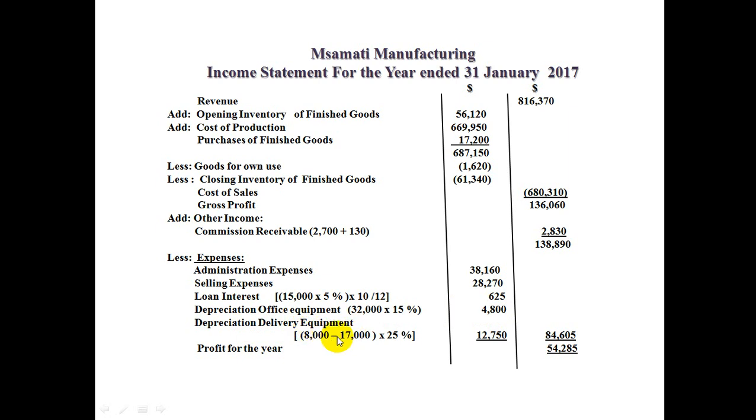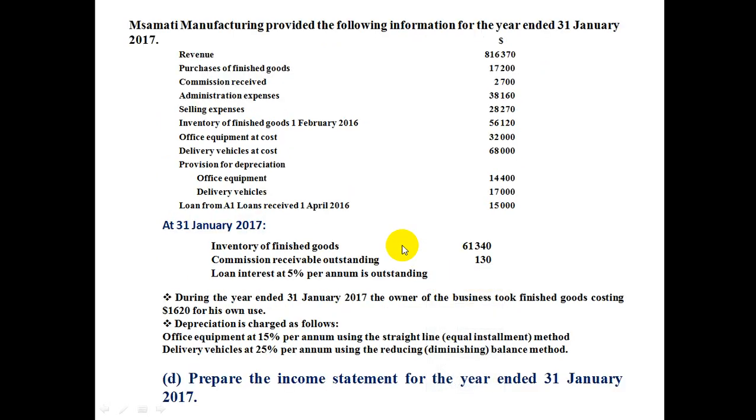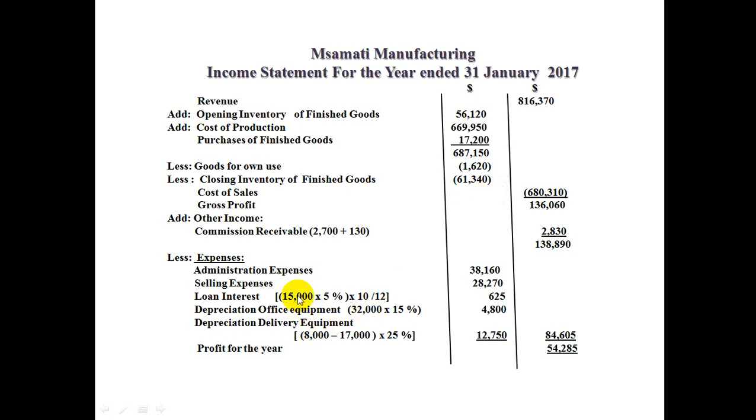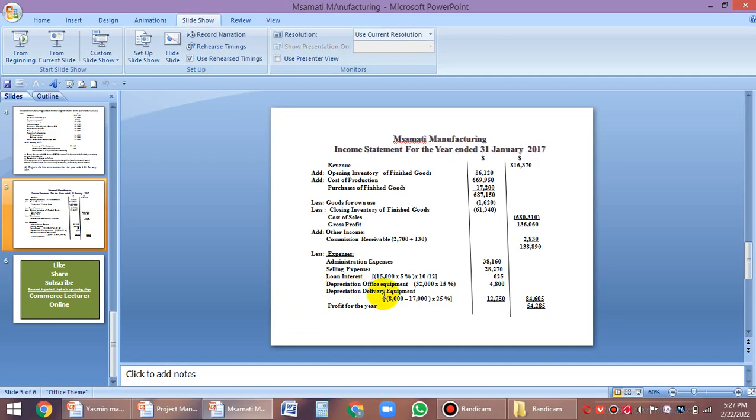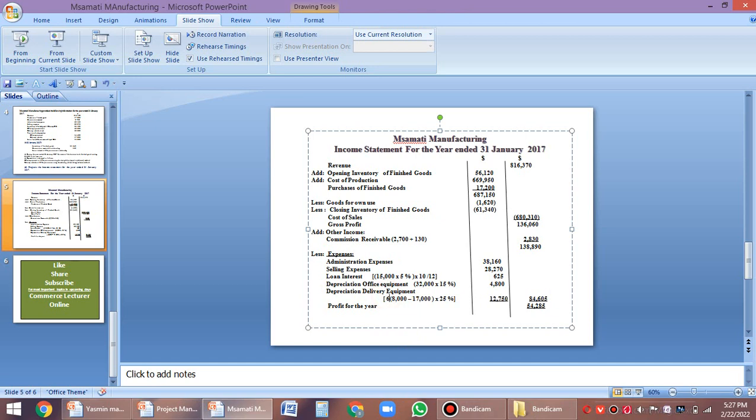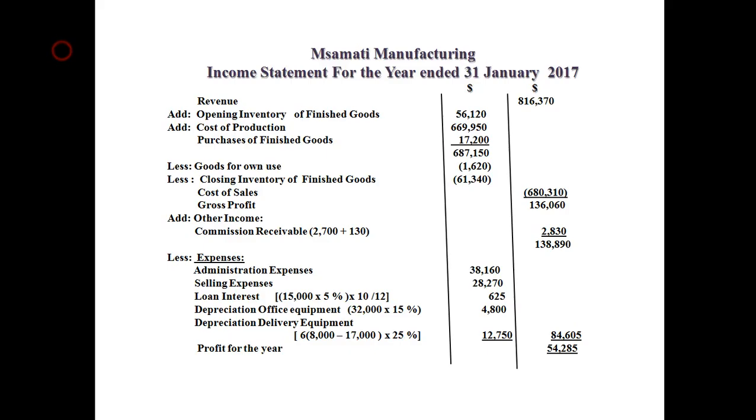Depreciation delivery equipment is calculated by diminishing balance method, which says cost minus accumulated depreciation multiplied by 25% is the depreciation amount. The cost of delivery vehicle is given to us as 68,000. Previous depreciation will be subtracted. This amount is 68,000 in the question. 68,000 is the amount, and finally we get profit for the year.